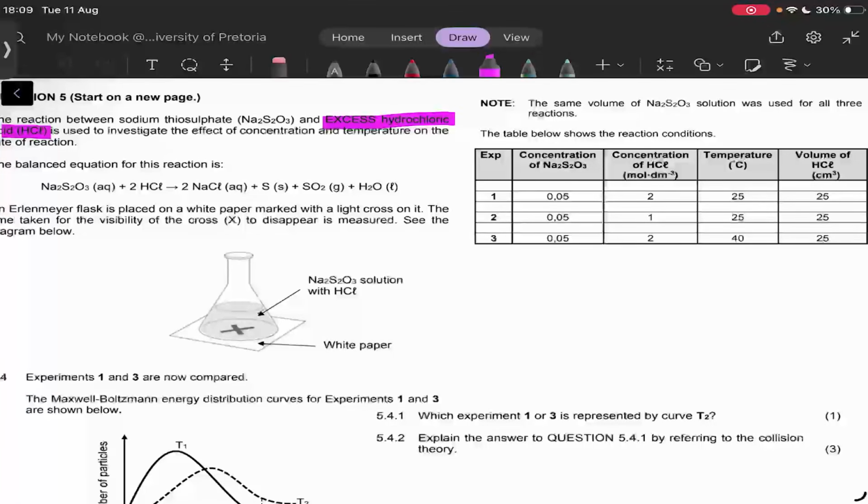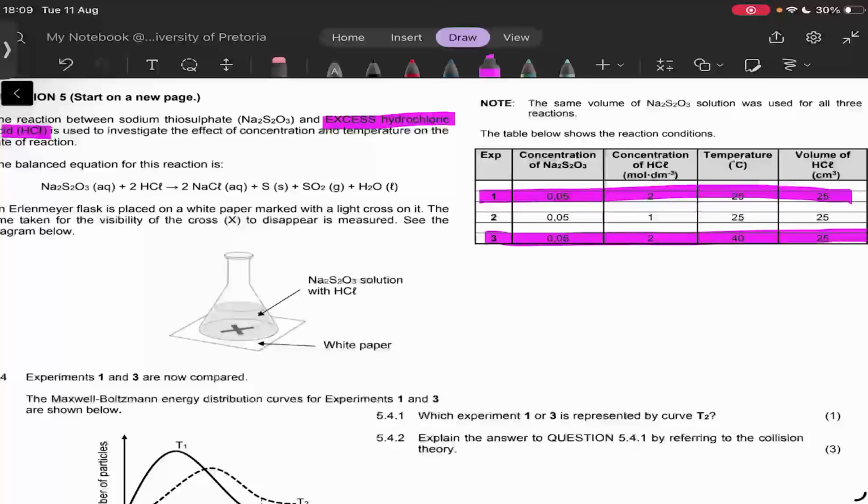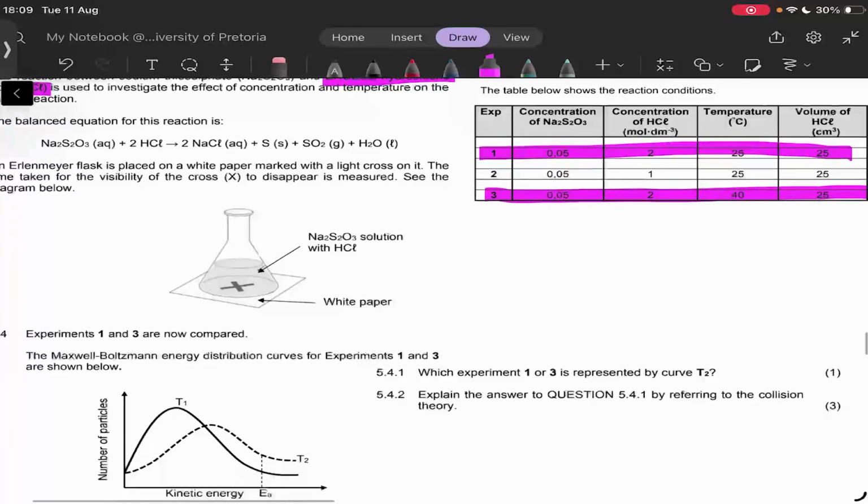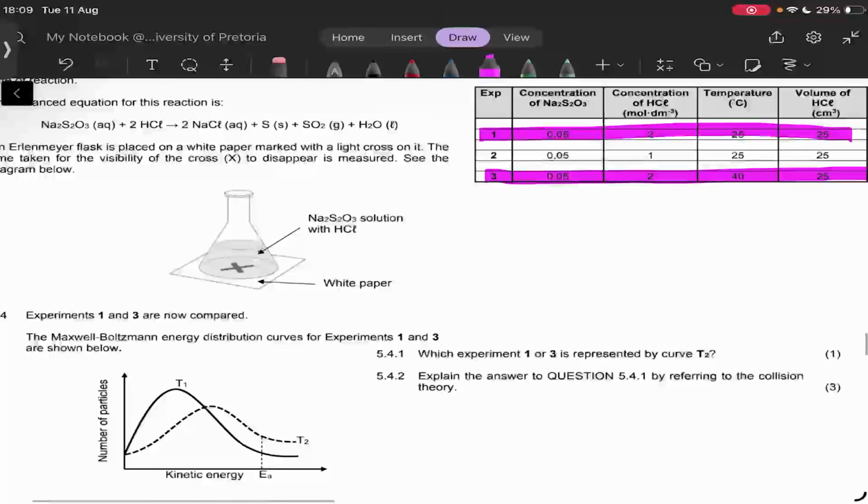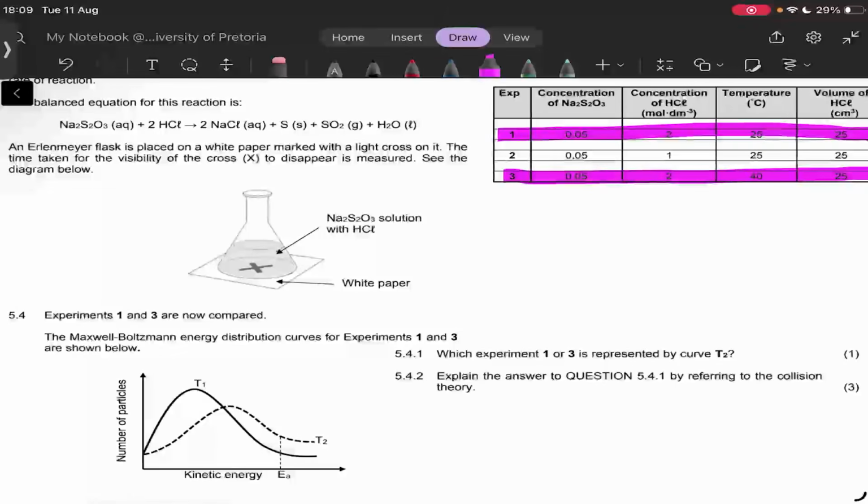In this case, let me highlight the stuff just to show you guys exactly what differences we're looking for. So the difference I can see between experiment 1 and 3 is that there's a change in temperature. Experiment 3 has a higher temperature, and now we have to relate that higher temperature to one of the curves on the Maxwell-Boltzmann energy distributions. Do you guys think experiment 1 or experiment 3 represents curve T2? Please drop your answers in chat.